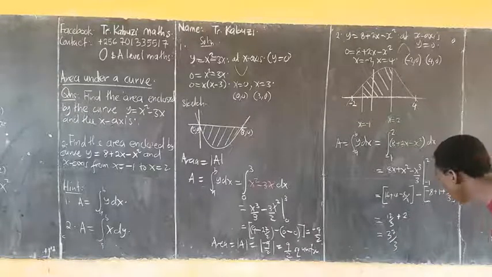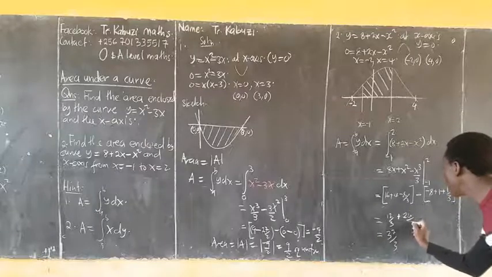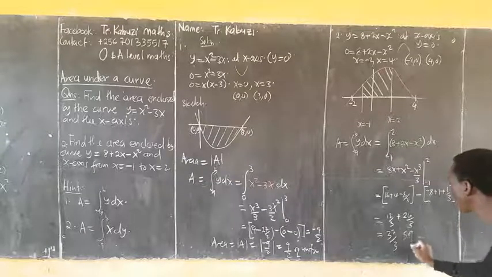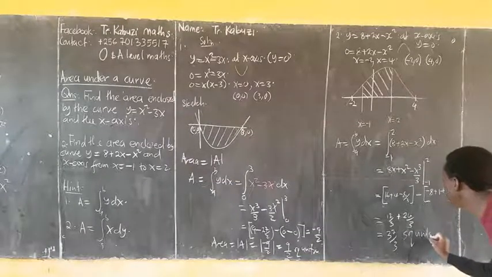When you simplify this, the answer gives me 37 over 3, and these are square units.